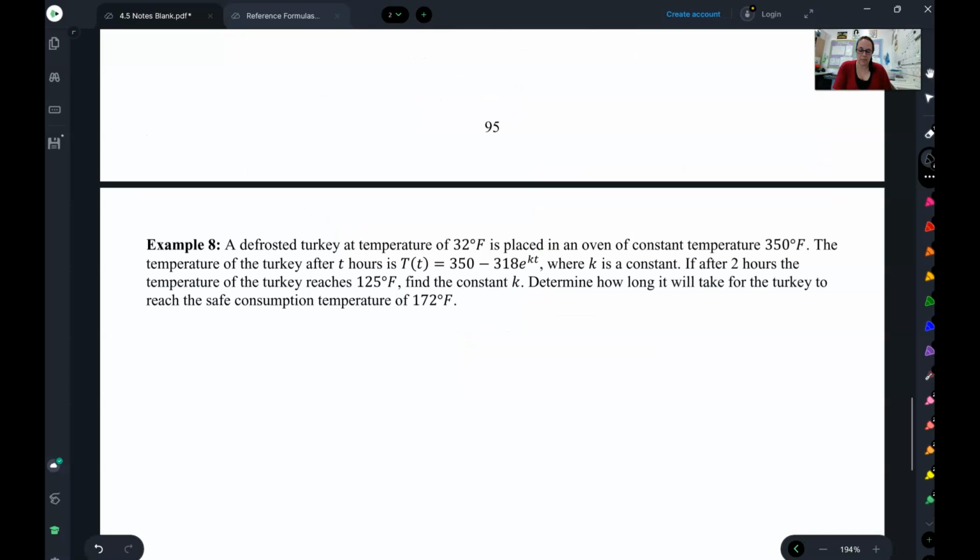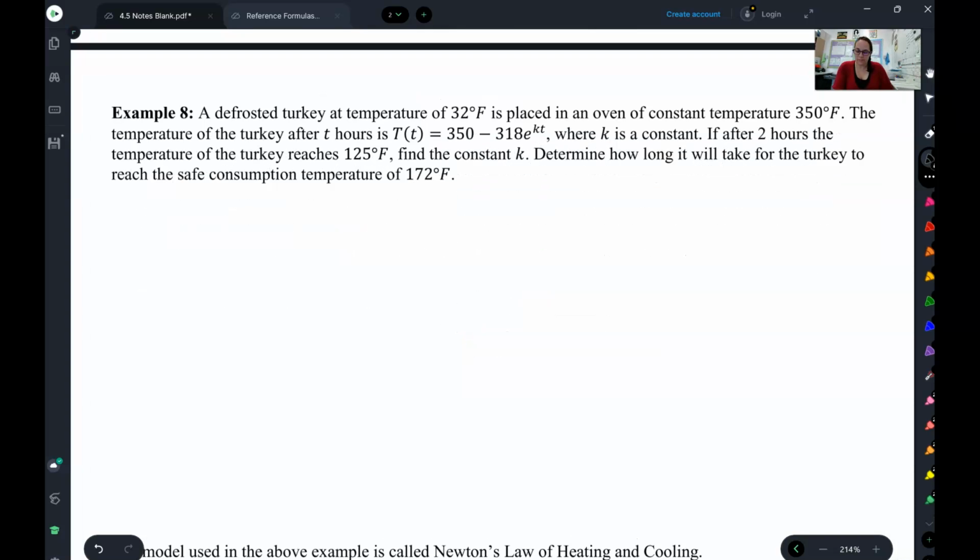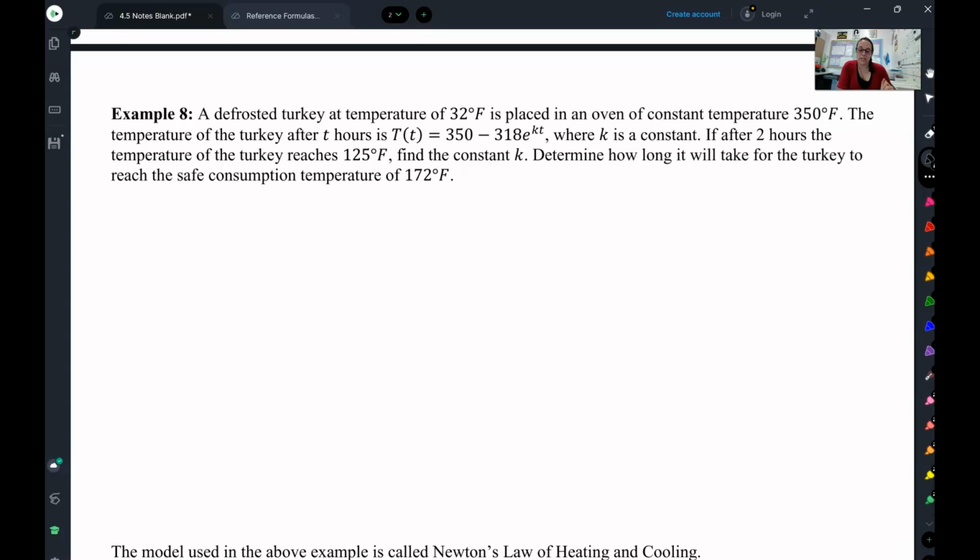So that's one example. Let's do another example. We have a defrosted turkey at a temperature of 32 degrees, and it's placed in an oven that has a constant temperature of 350 degrees. So we're cooking a turkey dinner. Maybe it's Thanksgiving. The temperature of the turkey after t hours cooking in the oven is this. So it looks like that is our equation that we're going to use for this example.